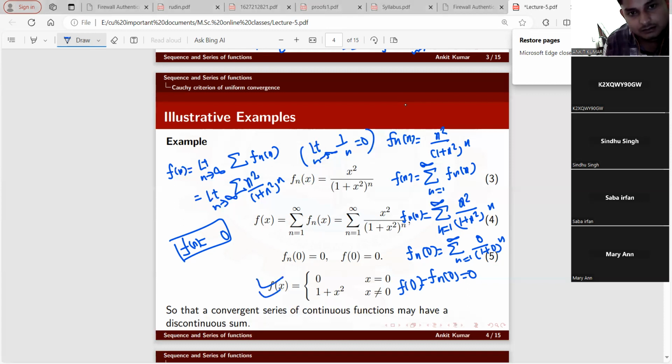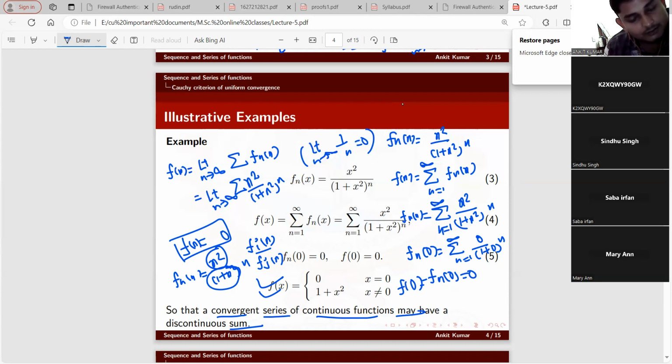So this is a series of functions. A convergent series of continuous functions may have a discontinuous sum. Each f_n(x) is a continuous function because it is a polynomial, or a polynomial function in divided form, so it is also continuous, but the sum is discontinuous. So a convergent series of continuous functions may have a discontinuous sum, because we obtained a discontinuous sum.